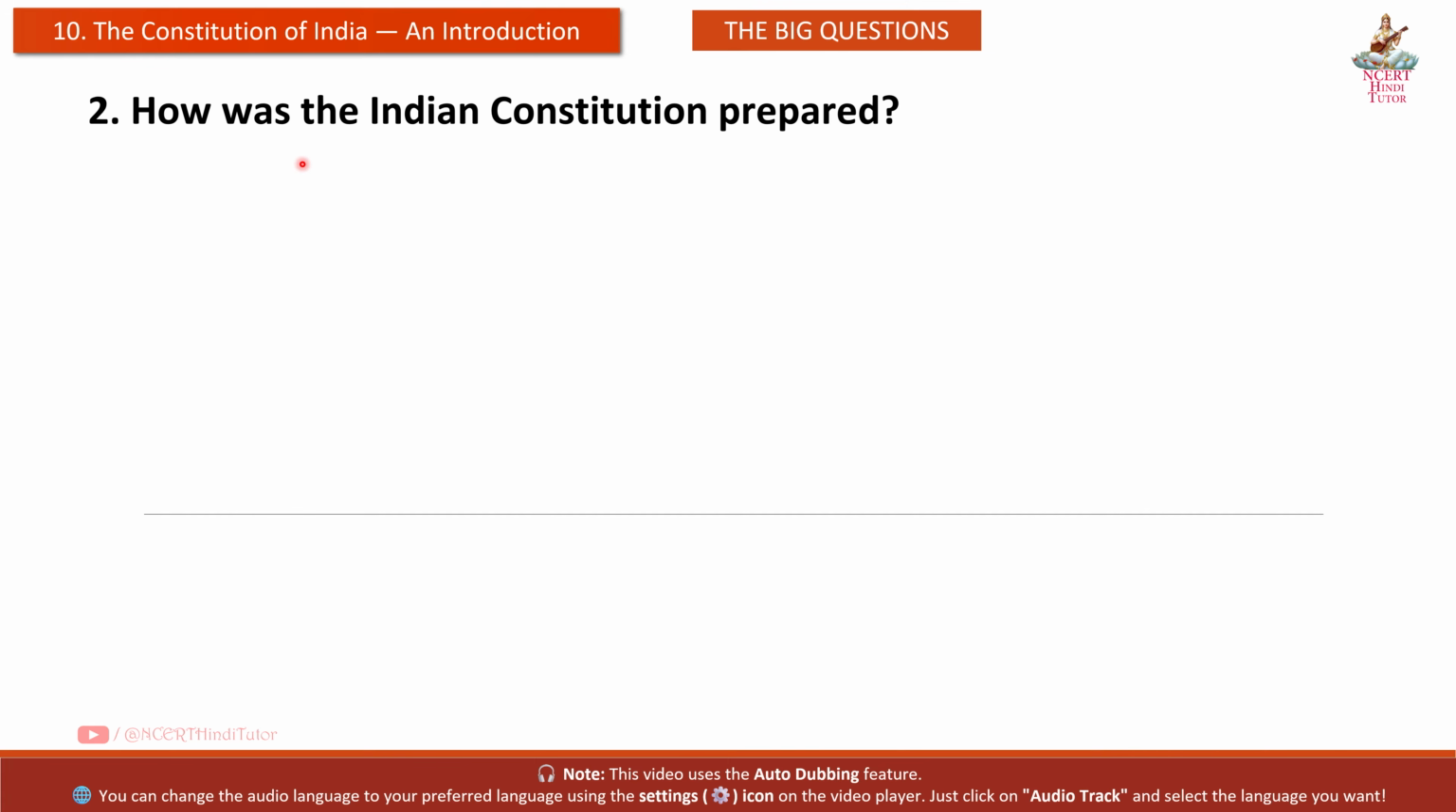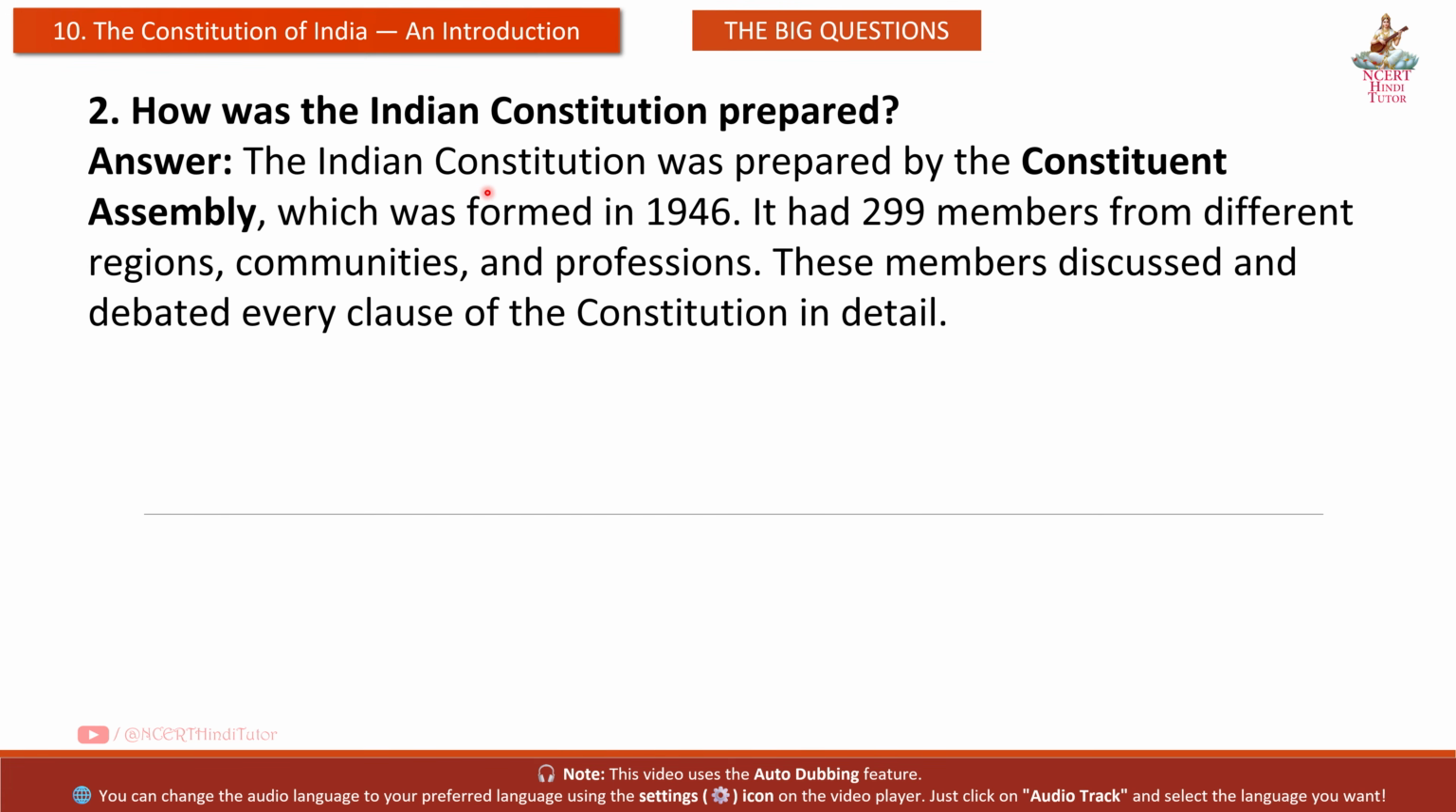Question 2: How was the Indian Constitution prepared? Answer: The Indian Constitution was prepared by the Constituent Assembly, which was formed in 1946. It had 299 members from different regions, communities, and professions. These members discussed and debated every clause of the Constitution in detail.